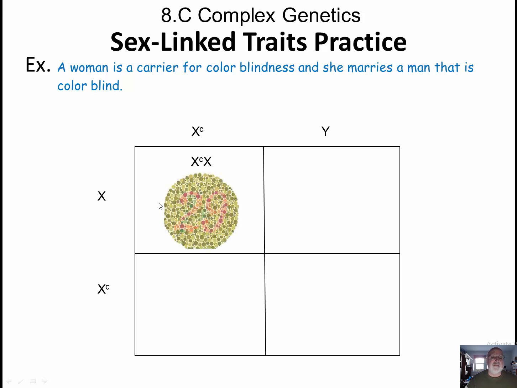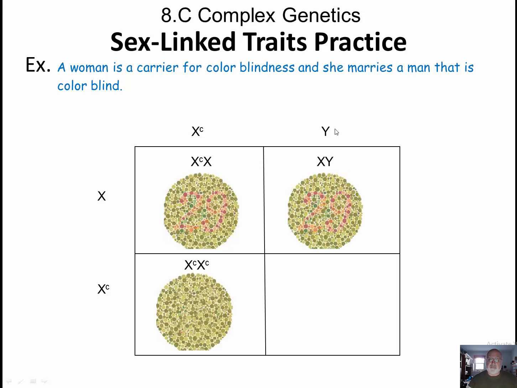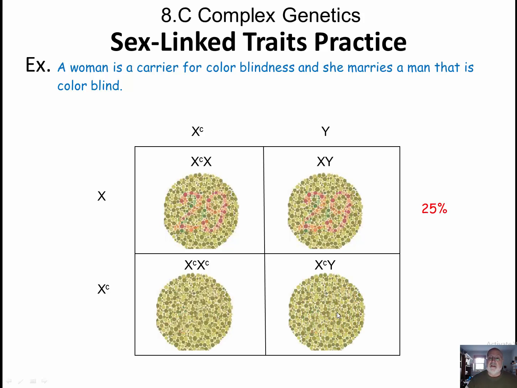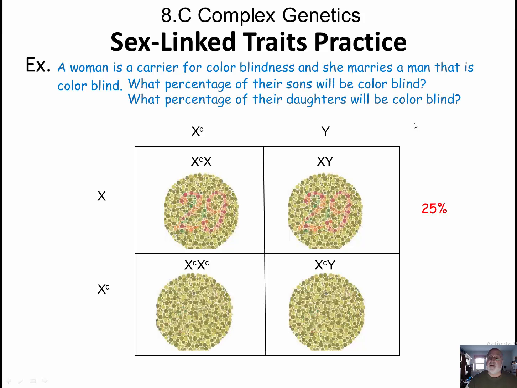And what do we get? This one, because it's got a good X, she can see fine. Go down to this one because we have a bad X from dad and a bad X from mom. This girl is colorblind. Go down here, we have a normal vision male, and then go down here because there's only one X in the picture. So what percentage of the sons will be colorblind? 25%. What percent of the daughters will be colorblind? It also is a 25% chance.